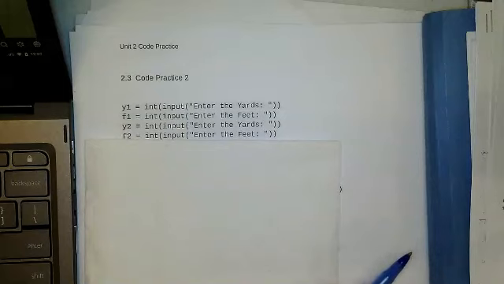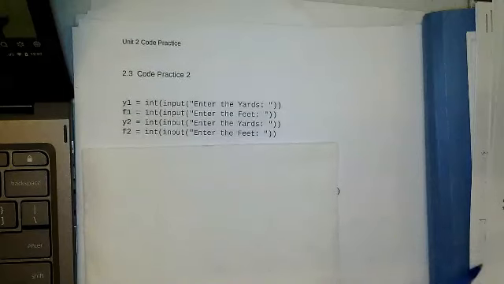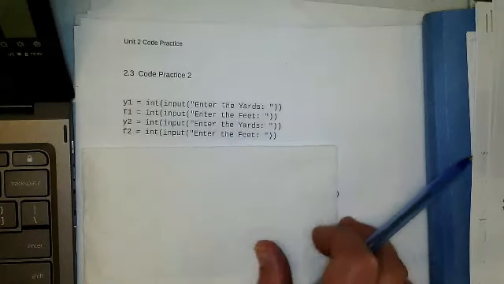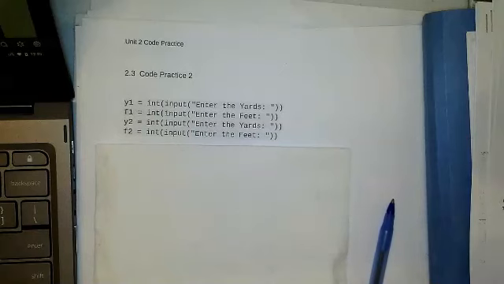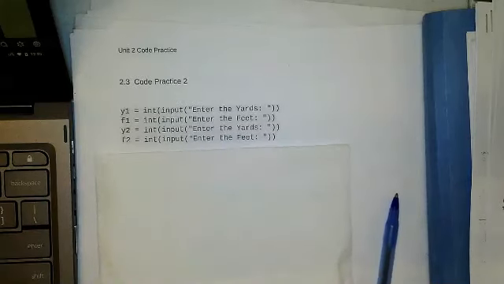Okay, so now we've got our input. We've asked the person to input the numbers. But what we need to look at now is, how do we get it into more feet and yards? Because if they say one of them is 2 feet and the other is 2 feet, together 4 feet is longer than 1 yard. So we need to make a change there.